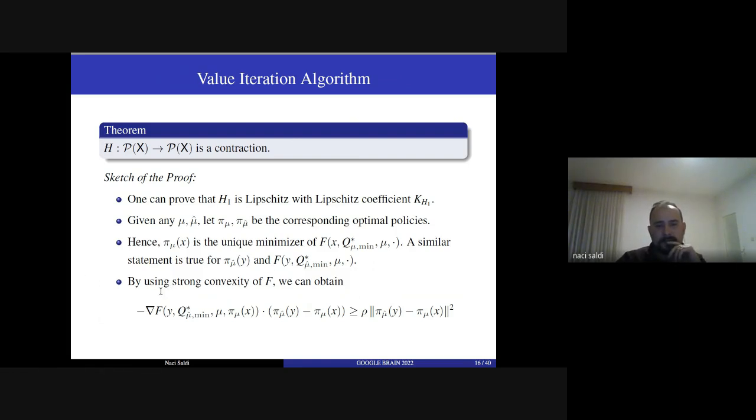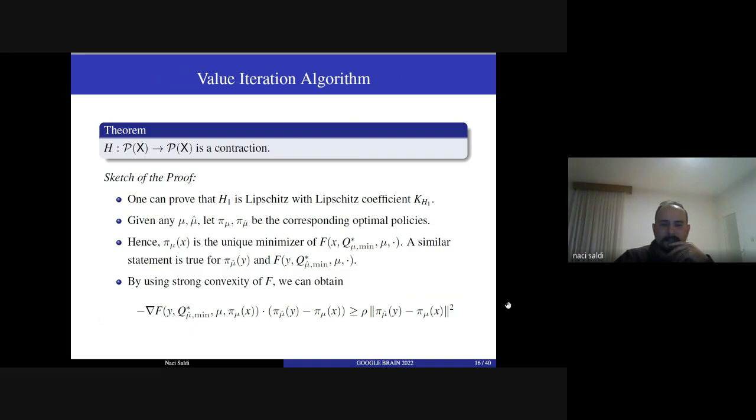We assume that capital F is strongly convex. Therefore, by using strong convexity of F and also the first order optimality condition for convex functions, we can prove the following inequality. The gradient of F with these inputs, inner product with the difference between the policies, is greater than or equal to rho times the L2 distance of the difference between policies.